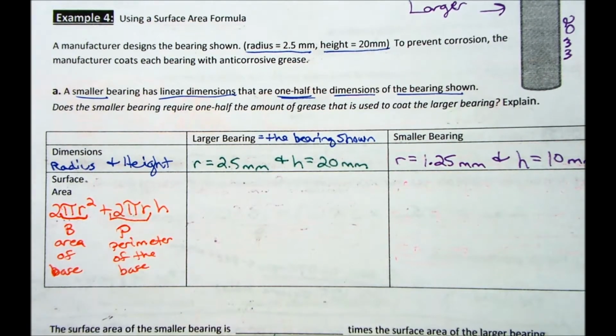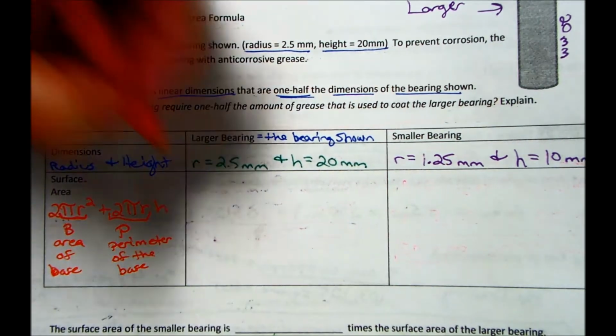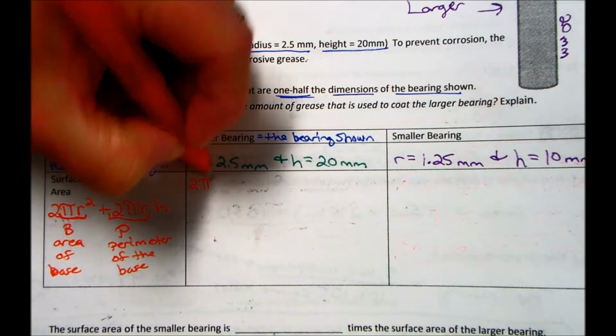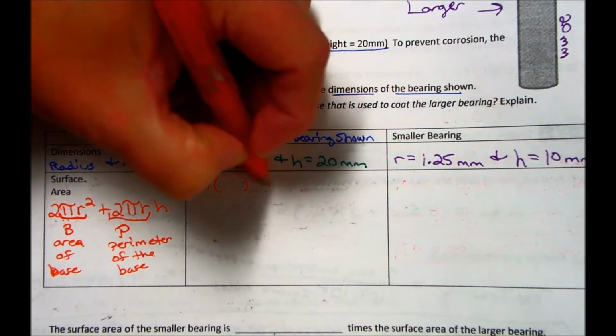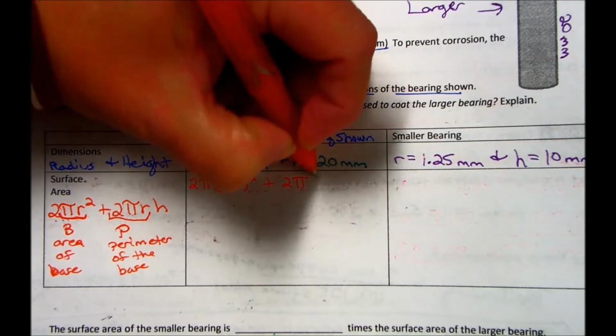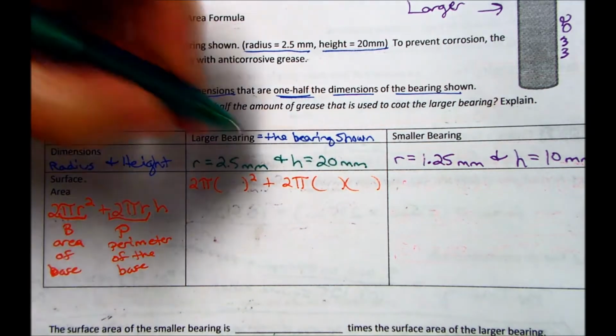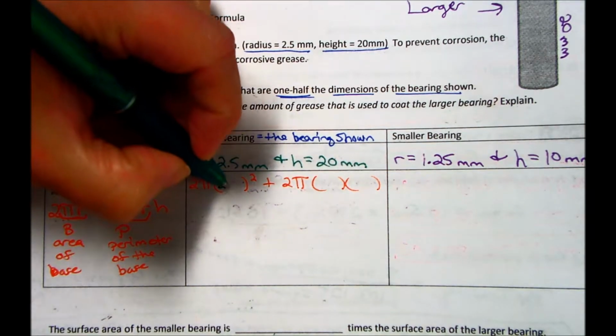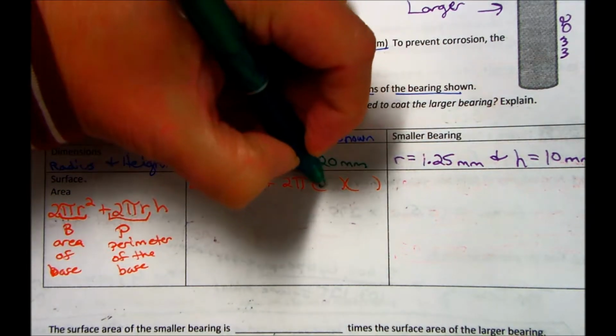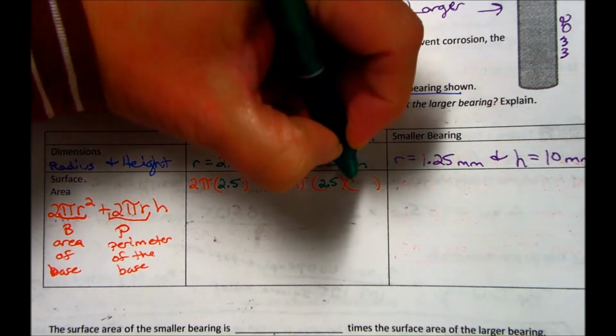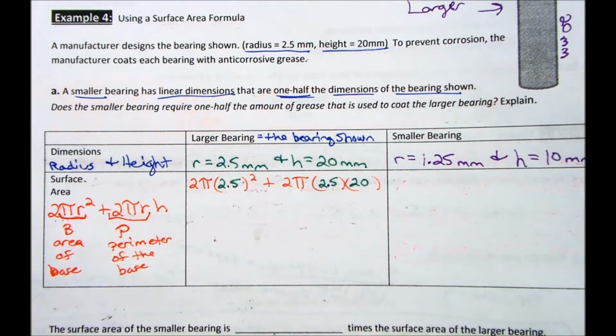So this is our formula. Hopefully you understand it a little bit, but we're going to plug these numbers in. So 2 pi r squared plus 2 pi r h. And I like to use parentheses when I'm substituting. So the 2.5 millimeters is what I'm going to substitute here and here, because that's my radius, and then I'm going to substitute the 20 for my height.